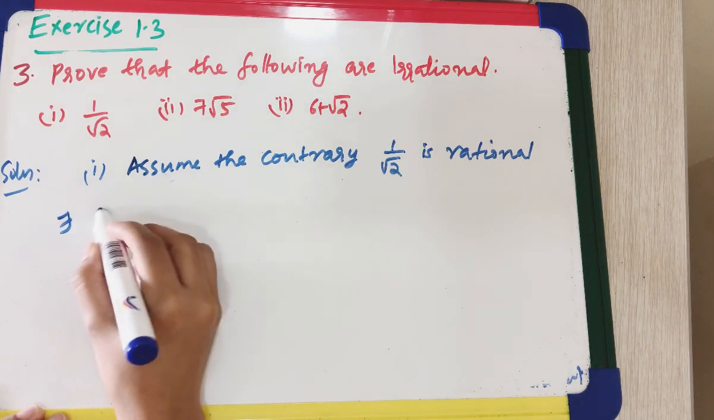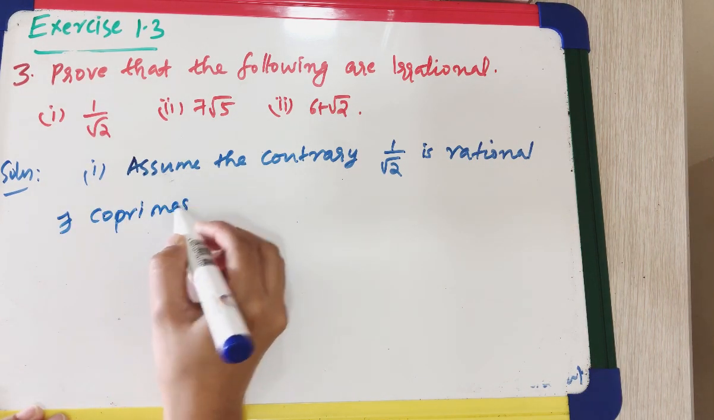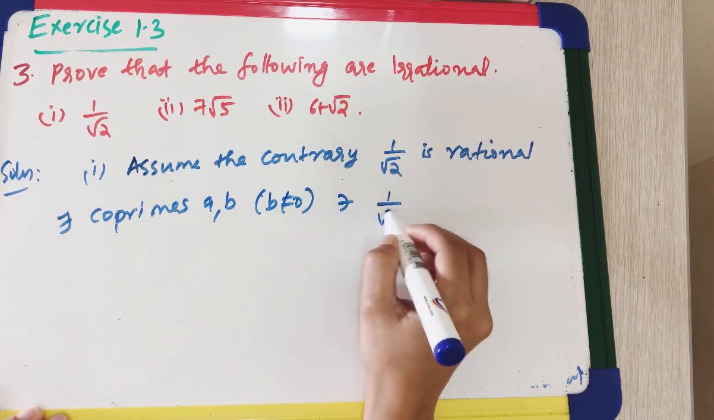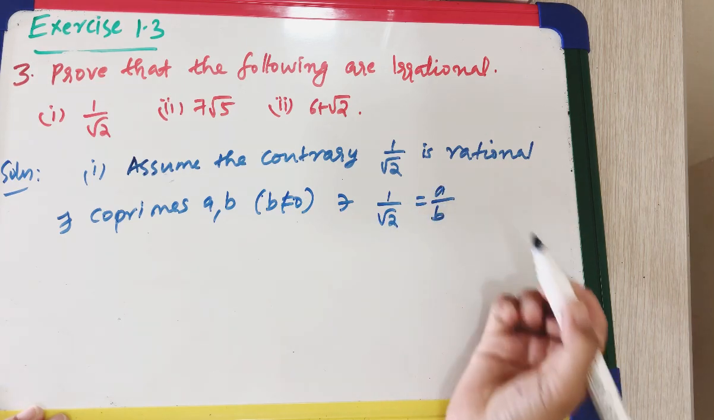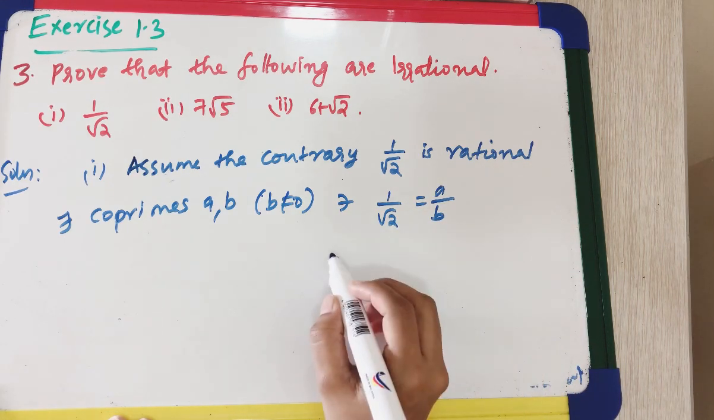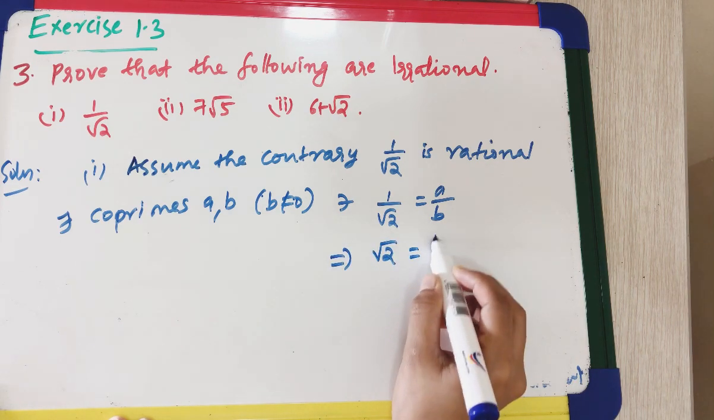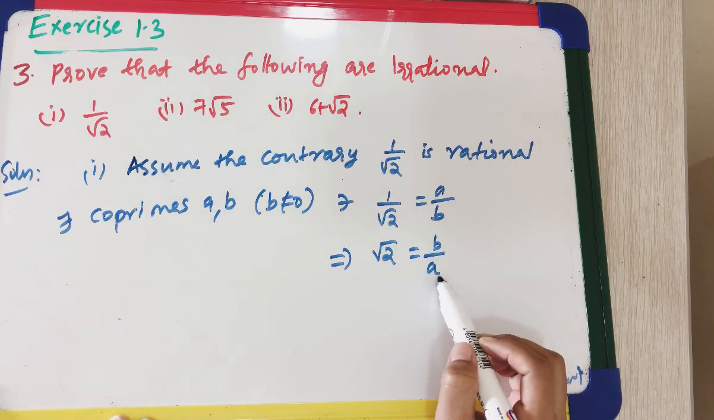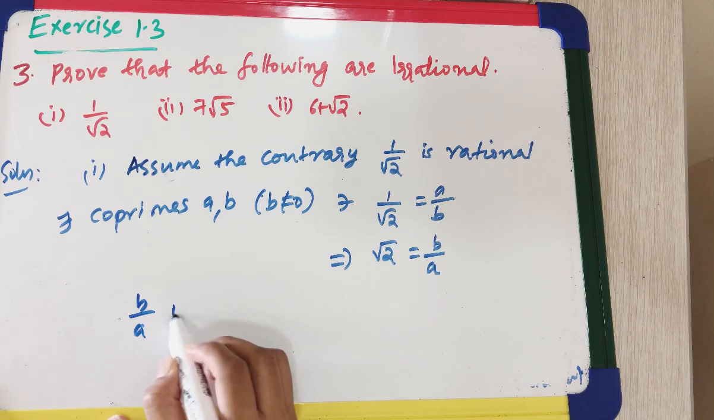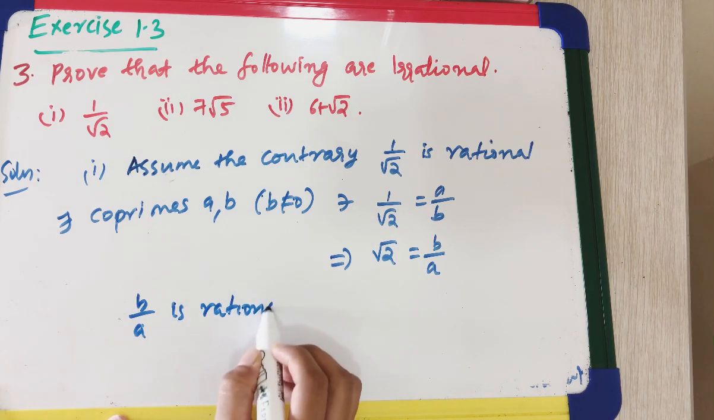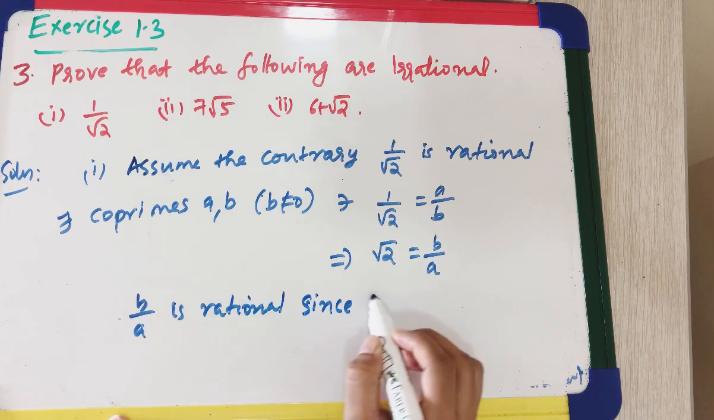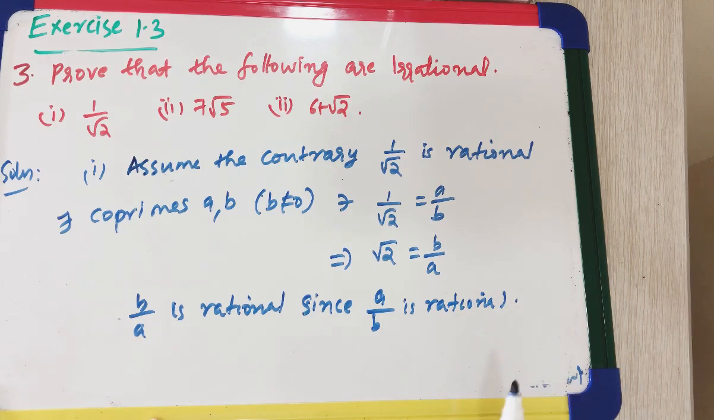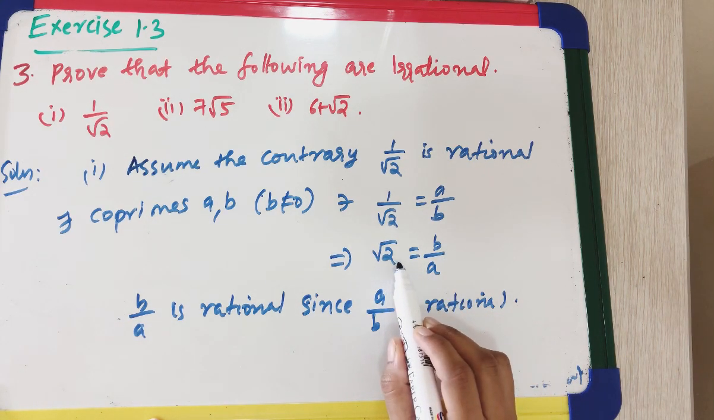That is, there exist coprimes a and b with b not equal to 0 such that 1 by root 2 is equal to a by b, which implies root 2 is equal to b by a. Since a by b is rational, b by a is also rational. B by a is rational means root 2 is rational.